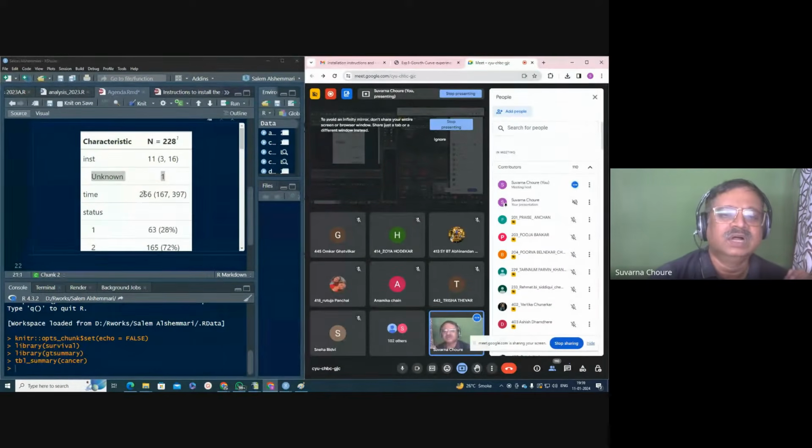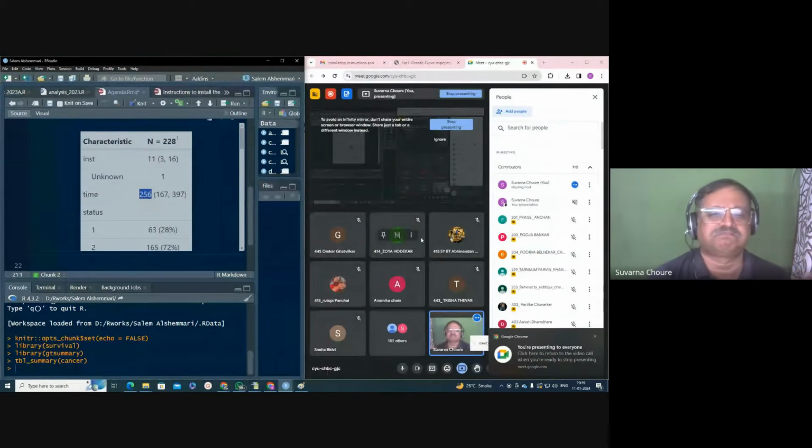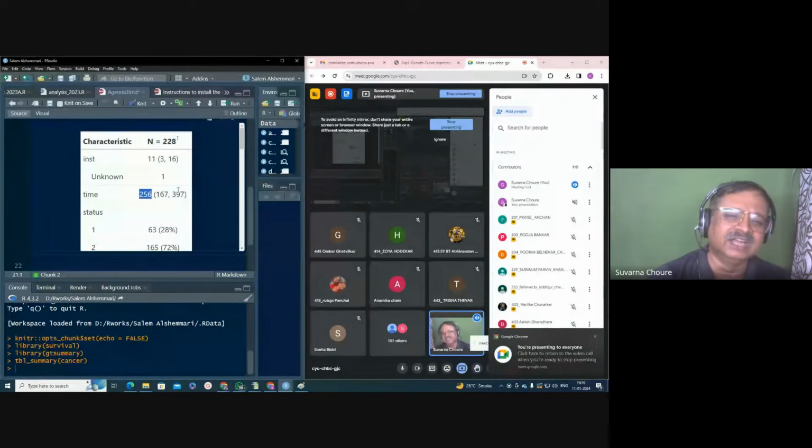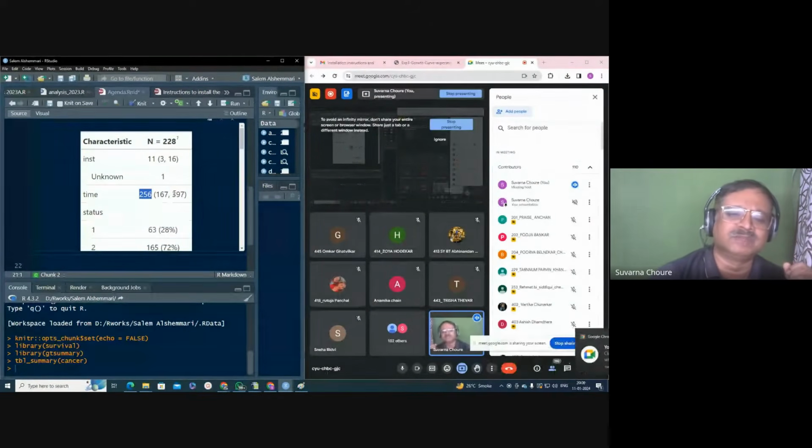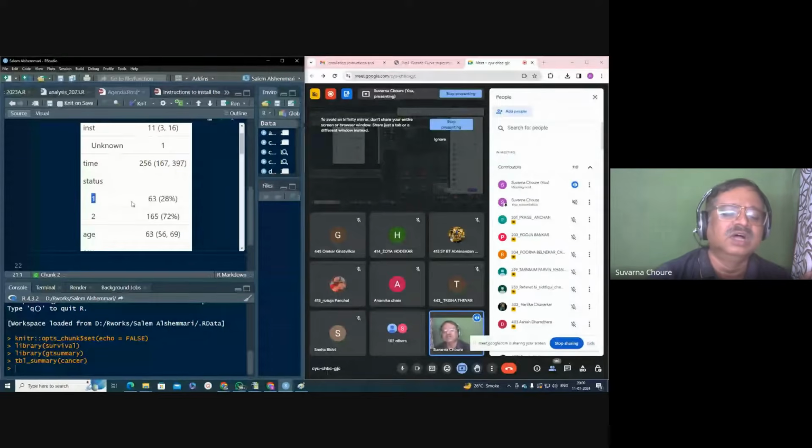Then time, 256 days is the median time for which those patients were studied. That interquartile range, 25% were below 167, 25% were above 397, and 50% were in between. This is the interquartile range. That is just to show the spread of the data. Status, 1 is for no death and 2 is for death. Okay. 63 patients survived till the end of the study.